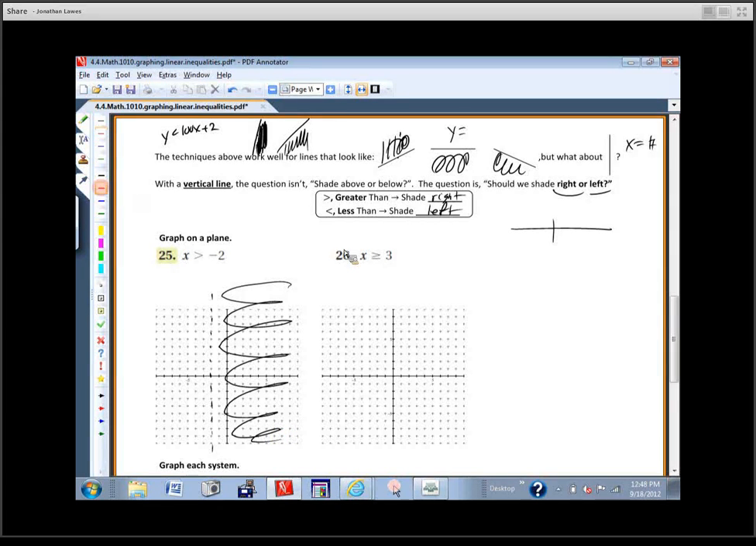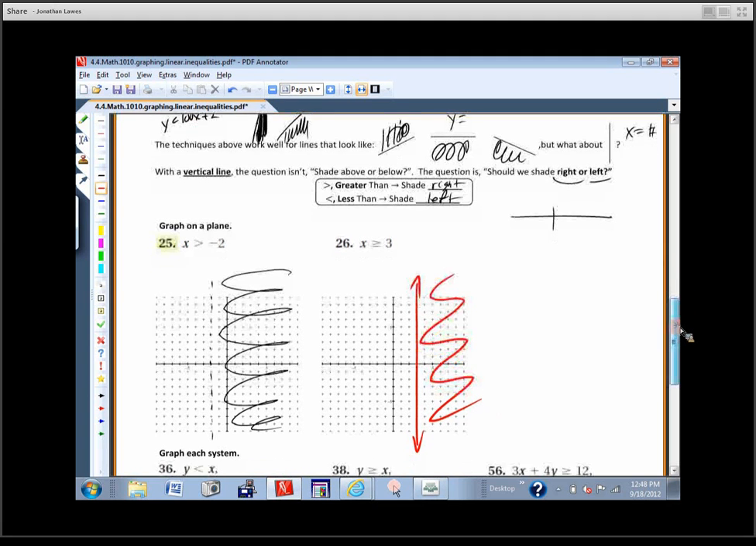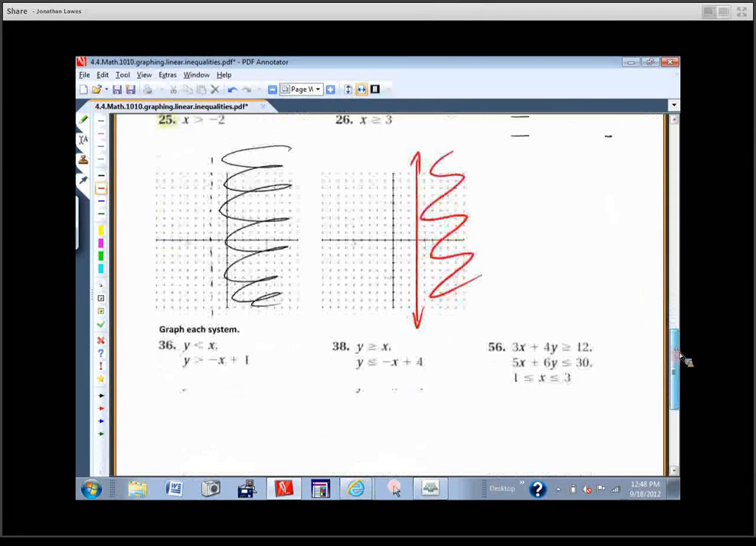If I do the next one, I'd graph a line at 3. Solid or dotted? Solid line at 3. Pencil on the line, and the question is right or left. And on this one, it's also on the right. Okay? All right. Any questions? Pretty easy?